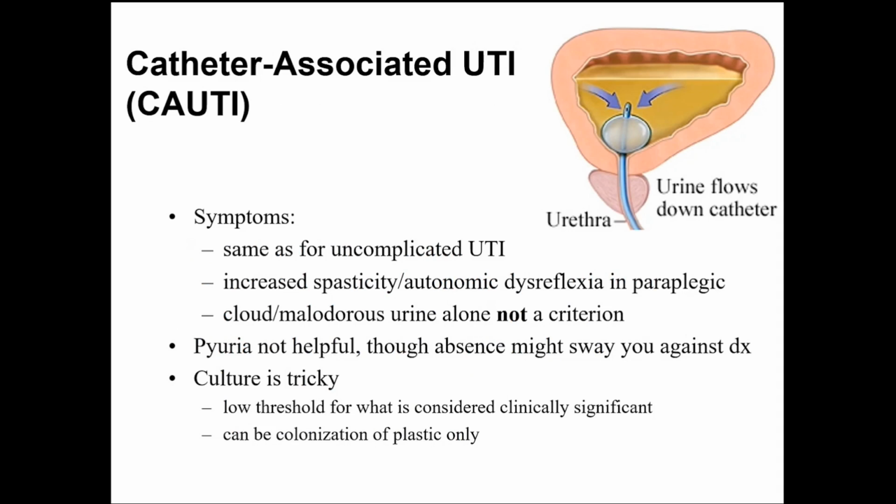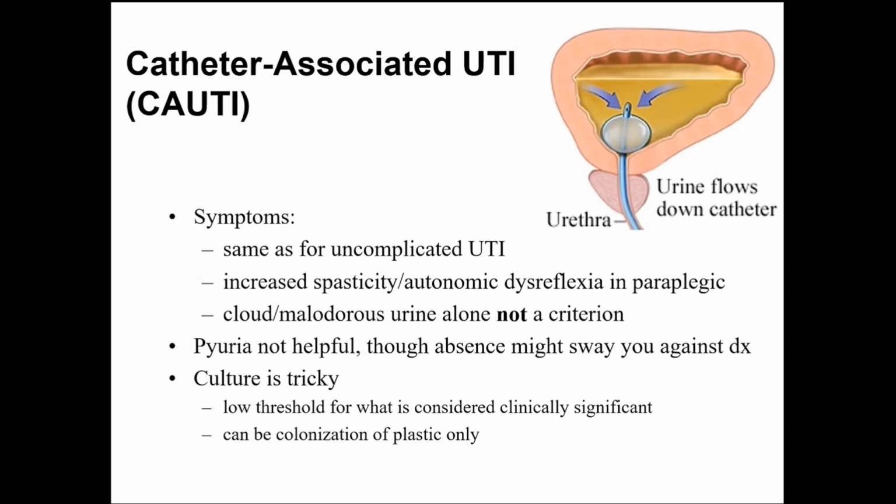So I've been speaking about uncomplicated UTI. So here's an example of a complicated UTI. So this is catheter-associated UTI. So when a patient has a urinary catheter in, this is regarded as a separate subset of UTIs. The symptoms are similar to what one would encounter with an uncomplicated UTI, but many people have catheters because of neurologic issues, and so for that reason may not be able to provide typical symptoms to the physician. Those symptoms may manifest instead as increased spasticity, autonomic dysreflexia in paraplegic patients.